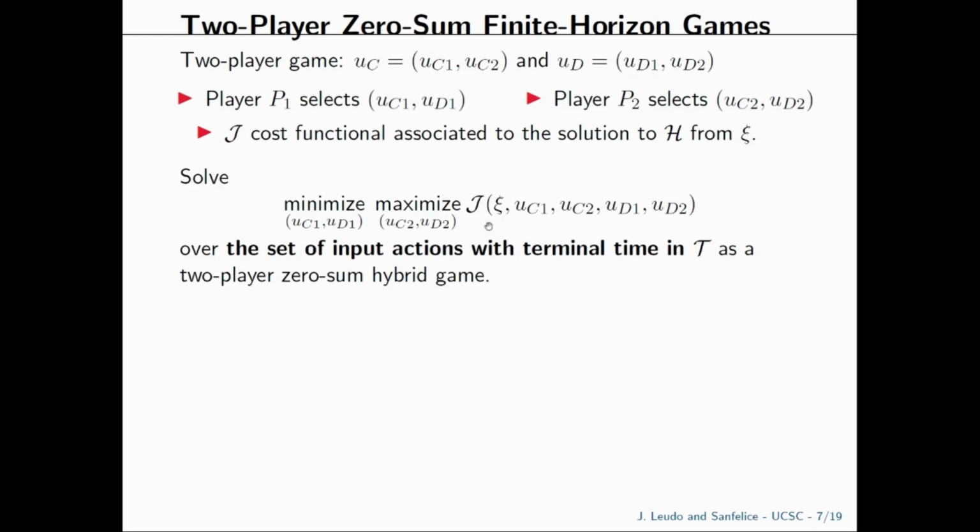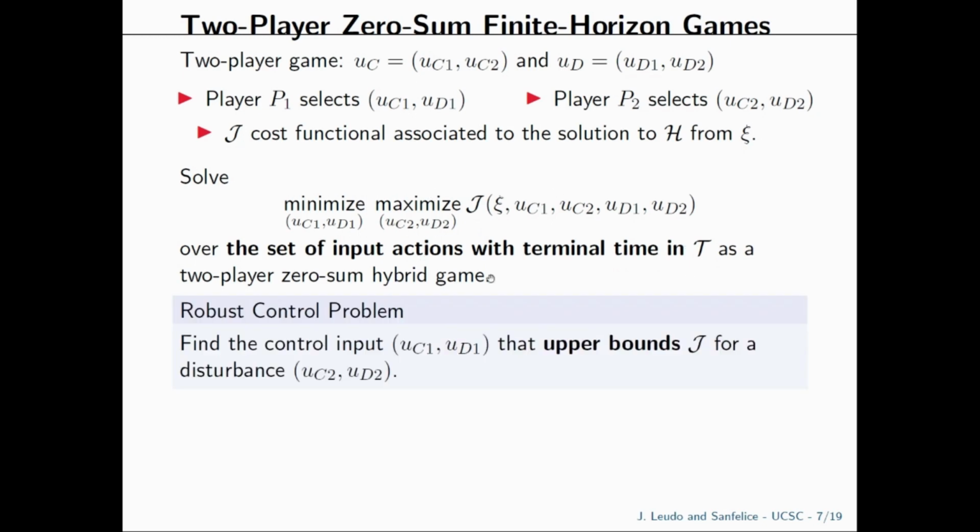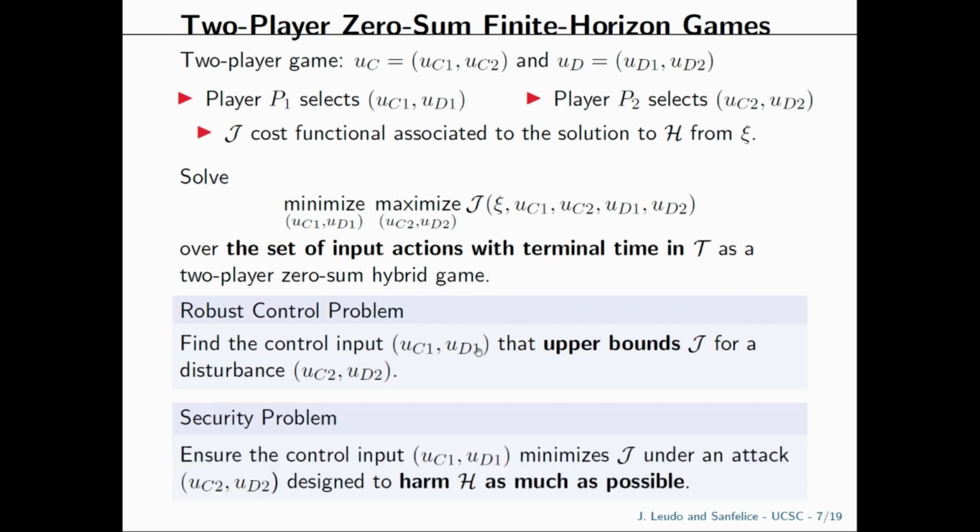The problem that we want to solve is this min-max problem of the cost function J, over the set of input actions with a terminal time in a set that we define as calligraphic T, as a hybrid game. And this type of problem arises in many applications. For example, a robotics control problem, where you want to find a control input to upper bound the cost for a disturbance, or a security problem where you want to ensure the control input minimizes a cost under an attack decided to harm the system as much as possible.